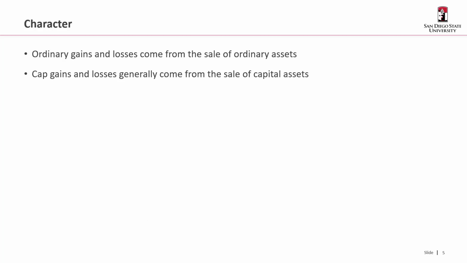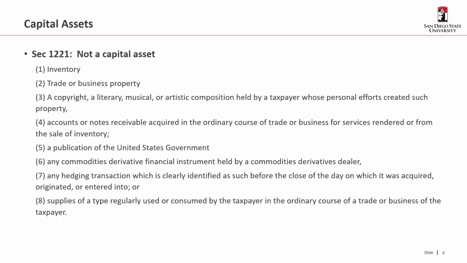Yeah, cap gains and losses generally come from the sale of capital assets. Also true. So here's our not list, right? And you can see number 2 being the primary item we're going to talk about in this chapter, which is trade or business property, not a capital asset.